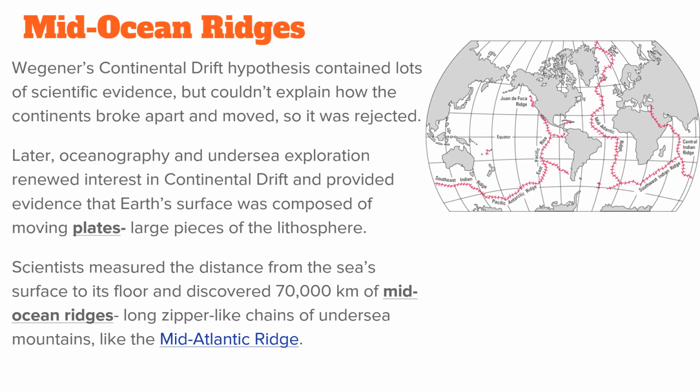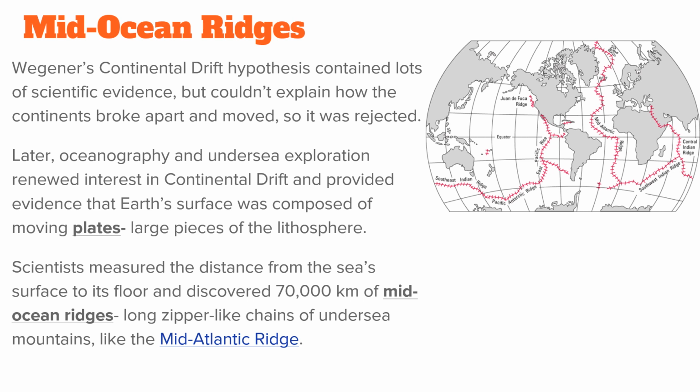Okay, sorry about that. Mid-ocean ridges. Wegener's continental drift hypothesis contained lots of scientific evidence, but couldn't explain how the continents broke apart and moved, so it was rejected. Later, oceanography and undersea exploration renewed interest in continental drift and provided evidence that Earth's surface was comprised of moving plates, large pieces of the lithosphere.